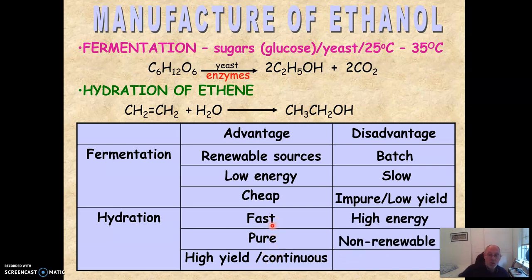Obviously disadvantages, you're going to need high temperatures, as we mentioned, and it's non-renewable and it's expensive. You need phosphoric acid catalysts, you need to get your ethene. Why is it non-renewable? Well, where do we get ethene from? That's going to come from the fractional distillation of crude oil. You might get some out there, or you might get it from cracking the alkanes. And all of those come from crude oil. That's all expensive. You've got to get the oil from out of the ground. Very expensive processes. All need high temperatures, etc. So although some advantages, some disadvantages.